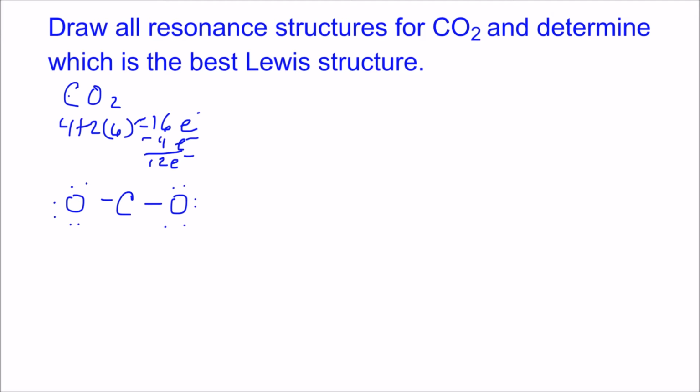Okay, then we need to check for octets. Carbon only has 4 electrons, so we need to push electrons to it. Okay, so we're going to take these electrons and draw them to the bond here so that they create a new bond. And we'll take those electrons and shift it here, and we'll create another new bond. Alright? So we end up with a structure that looks like this.